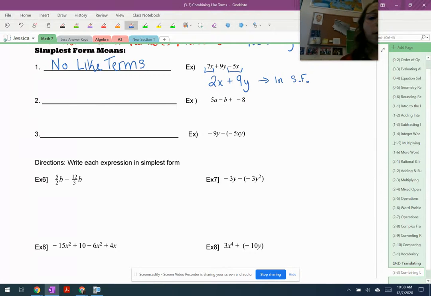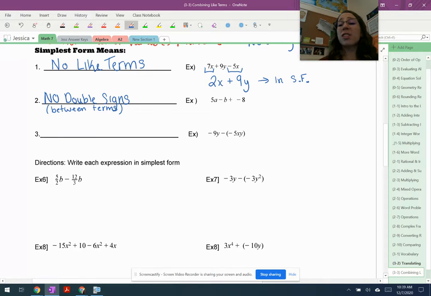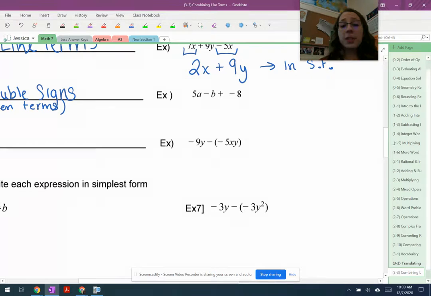Our second requirement for simplest form is that there are no double signs. And when we're talking about this, we mean between terms. We can have multiple subtraction signs, just not right next to each other. So if you notice here in this other example, you can see that I have a problem right here when I have this plus minus.